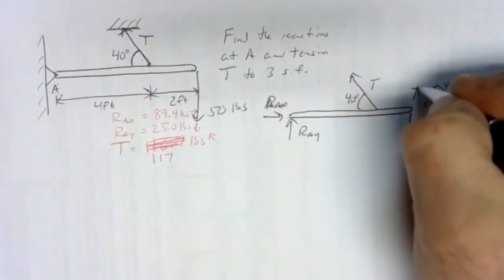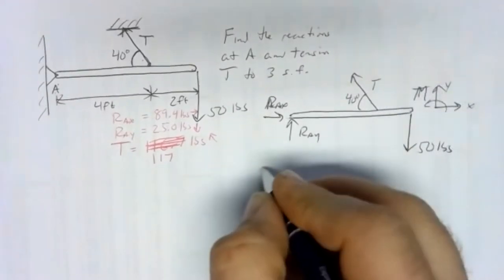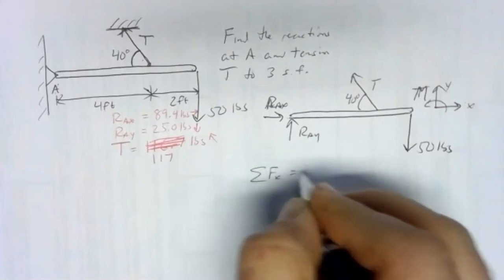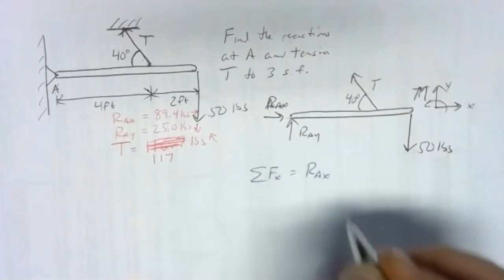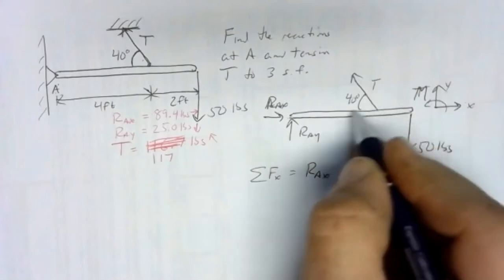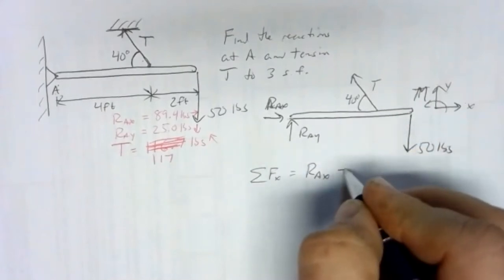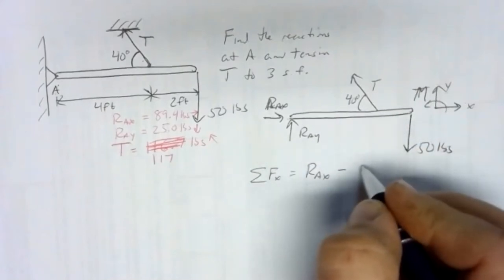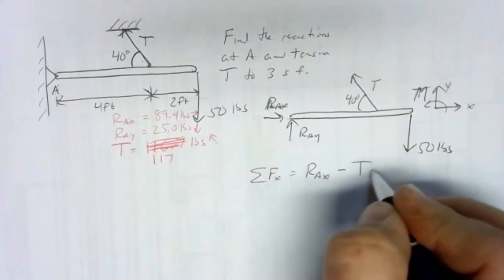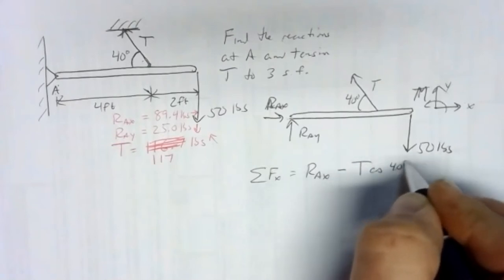Let's try that again. There we go. So let's do our sum of forces in the X direction. We have RAX to the right, but now we have a piece of that tension to the left. We have the adjacent piece, so that would be T cosine 40 degrees.